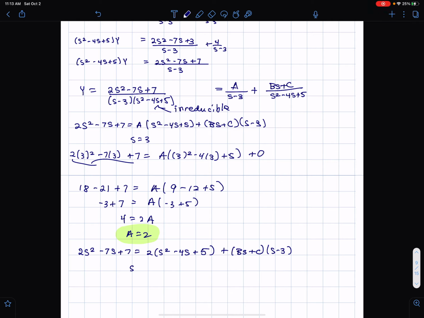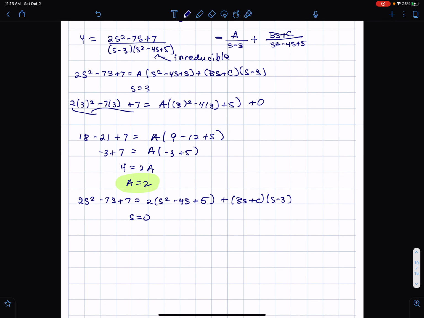Now what I'm going to do is put s equals 0. That's going to kill the bs term, it's going to kill the b term. See, now we only have b and c to work with. I kill the term that has b. Putting s to 0 makes everything that has s a 0. So let's go sort of fast for that.